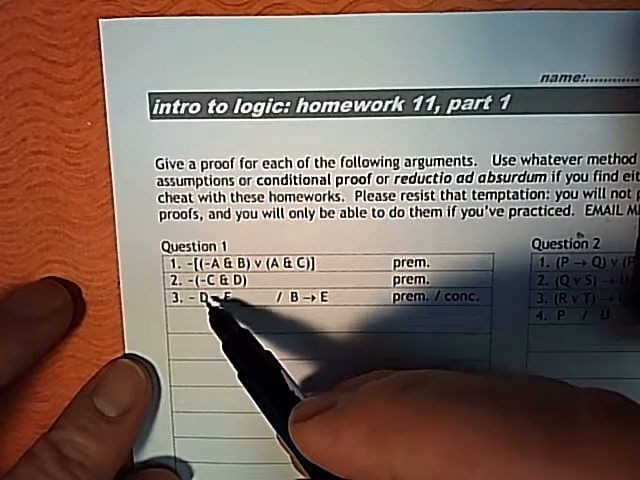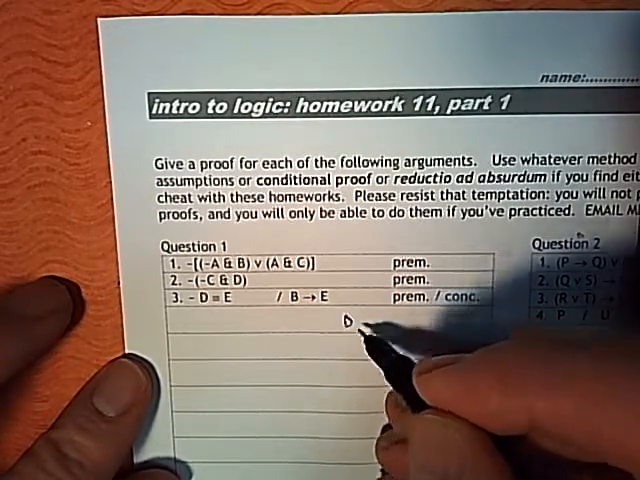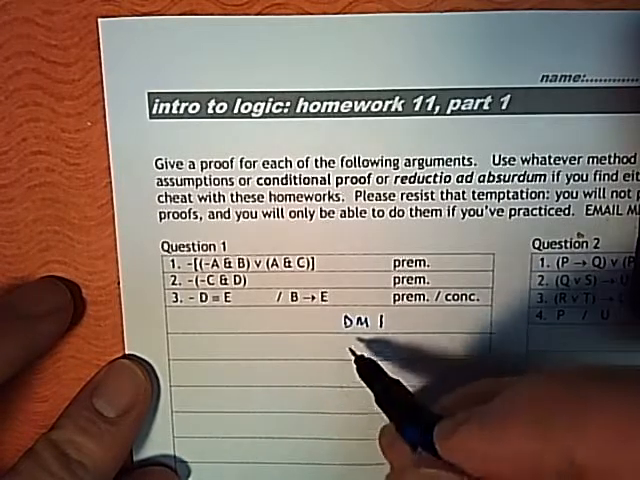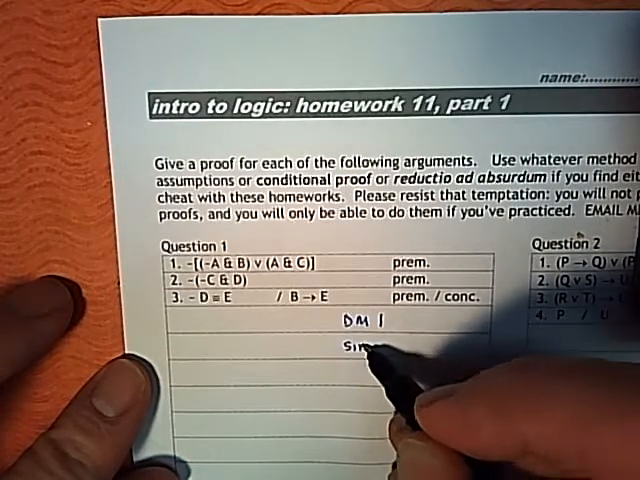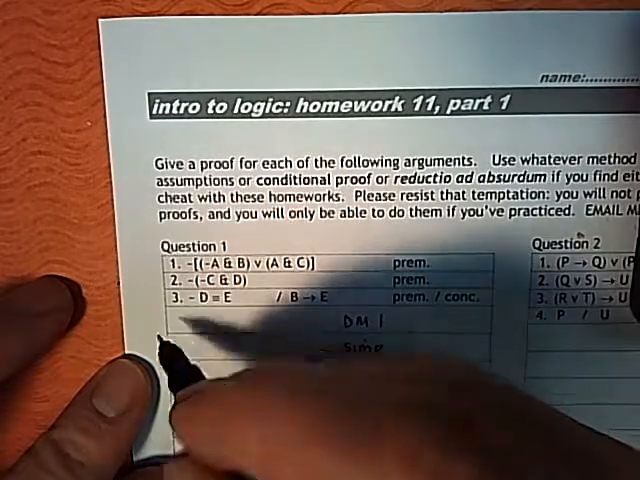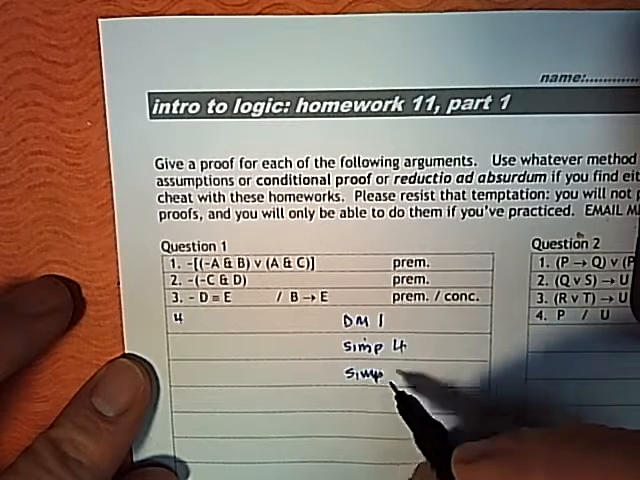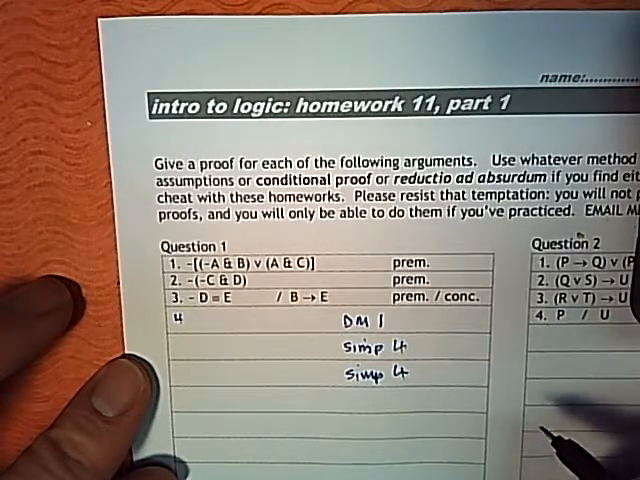So that's going to be De Morgan's law, line 1. And then you can do a couple of simplifications. Simp 4. You don't have to do it in this order, but you're going to want to do that eventually.